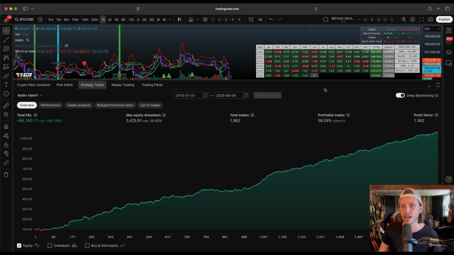As always, I'm excited today to release the new Bumper Band 1H AI and 1H Max. These are just incredible trading tools. I've been developing the AI versions of my indicators for the last several months, more than several months, the last half a year or more. And yeah, just exciting when I get to finally release something.